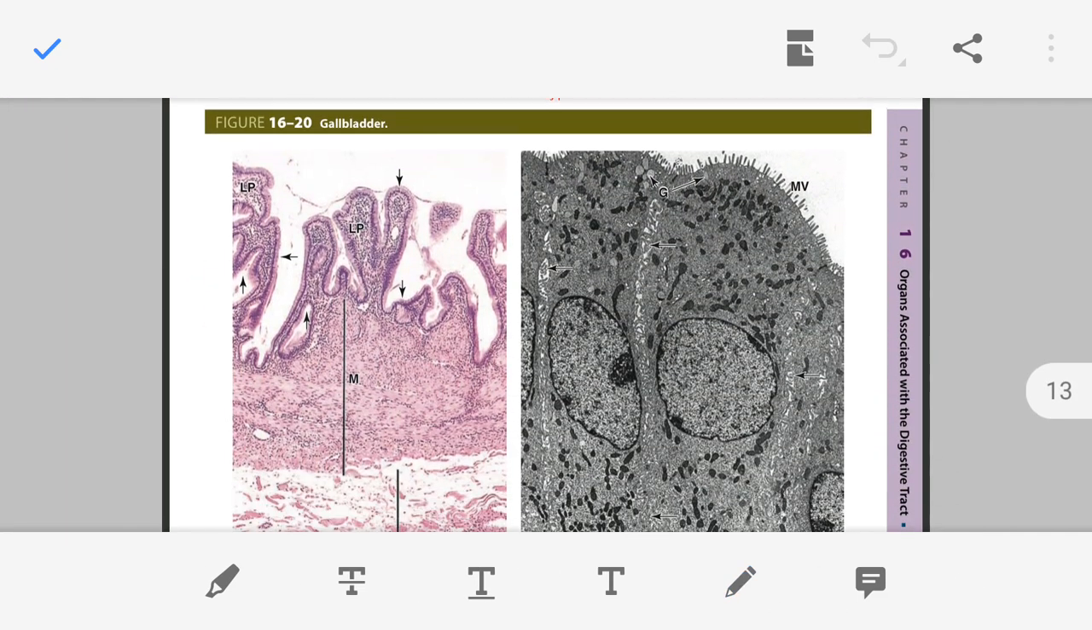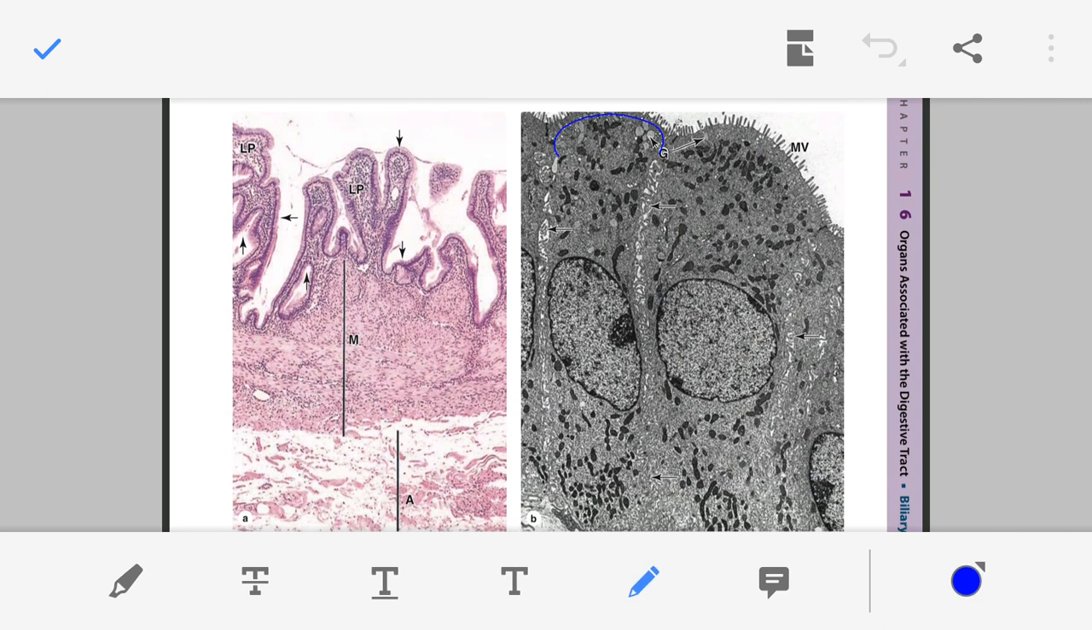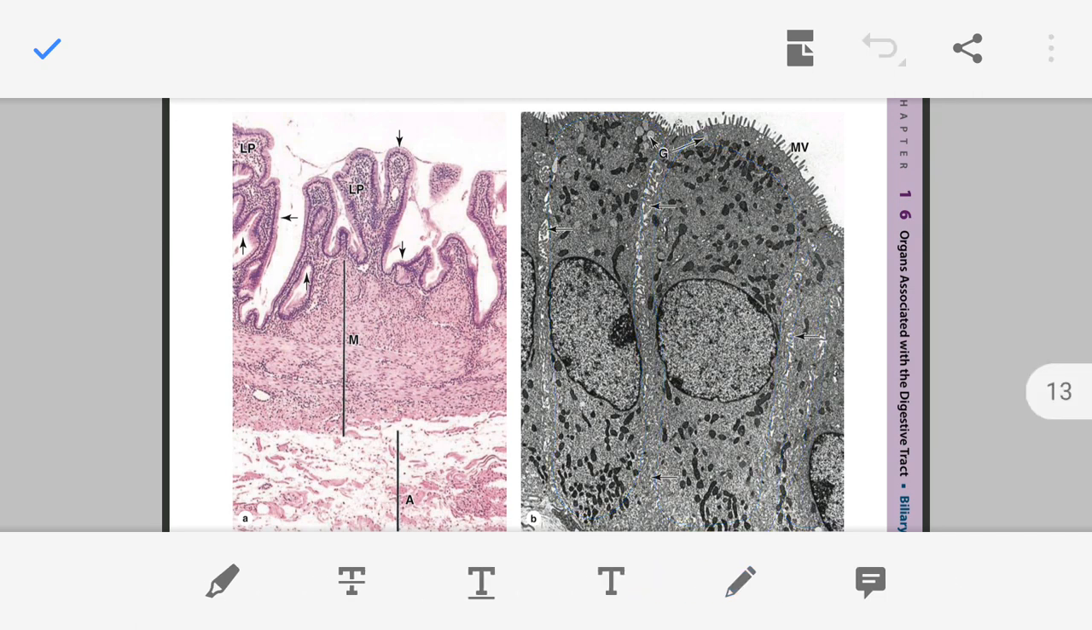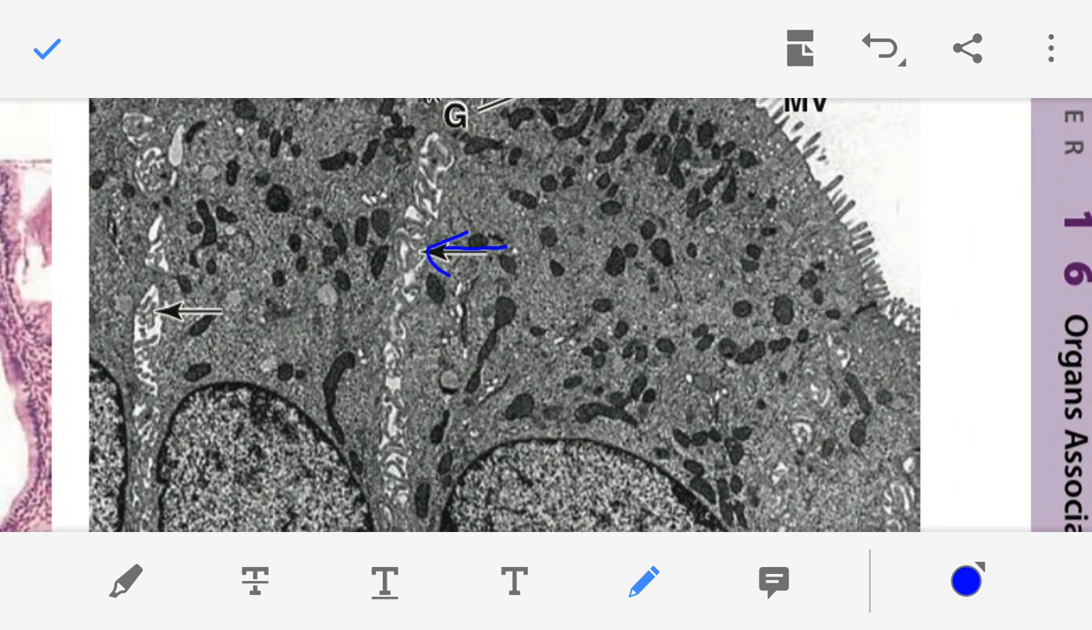So here this is the one cell, this one is the one cell, this one is the one cell, second one, this one, this and this. Then here between the cell with the arrow, this space, and over here this space. This is the intercellular space. Okay.